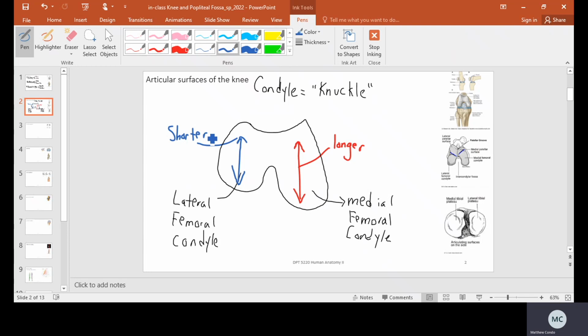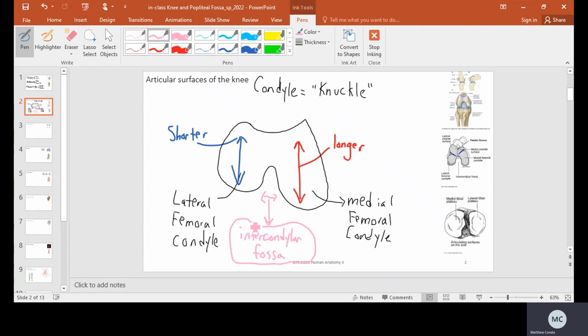The little space down here in the posterior section, this is going to be called the intercondylar fossa. I'm going to circle this one. This one's going to be really important to remember because on respective sides of the intercondylar fossa, that's where my ACL and my PCL are going to attach into the femur. Okay, ACL obviously means anterior cruciate ligament. PCL is the posterior cruciate ligament.